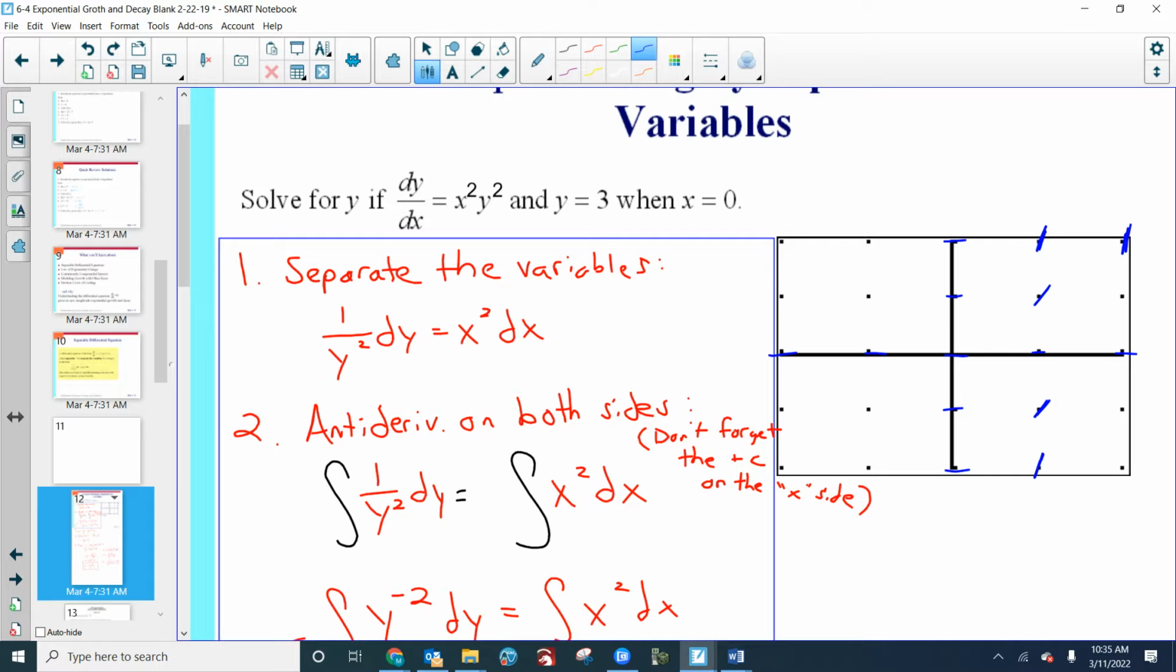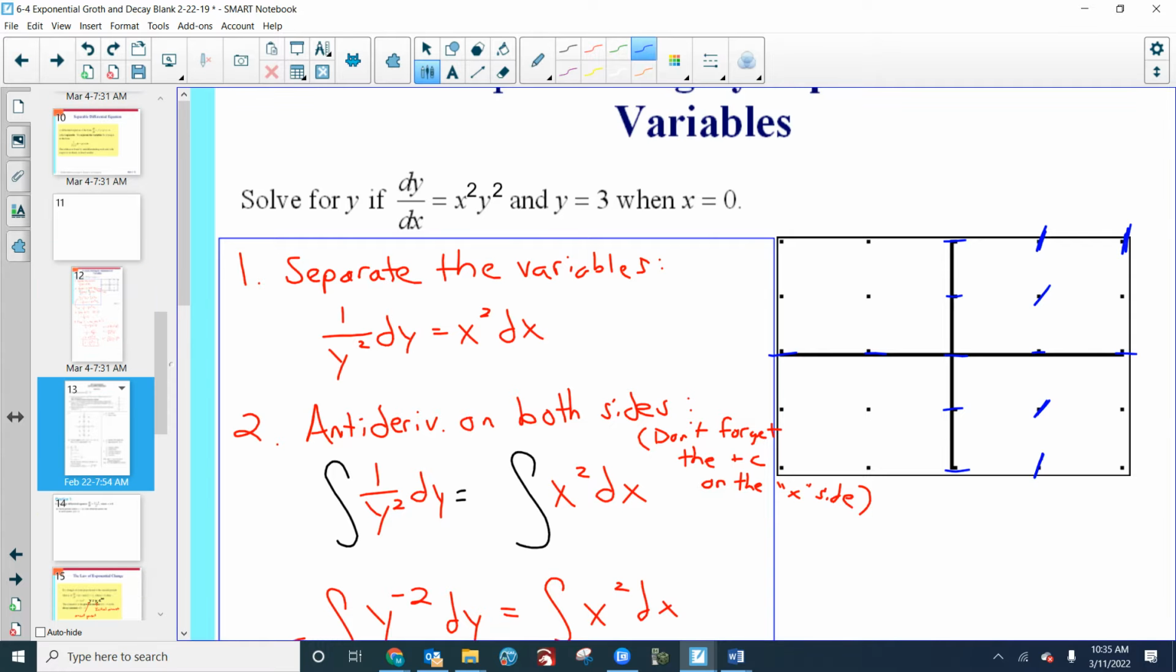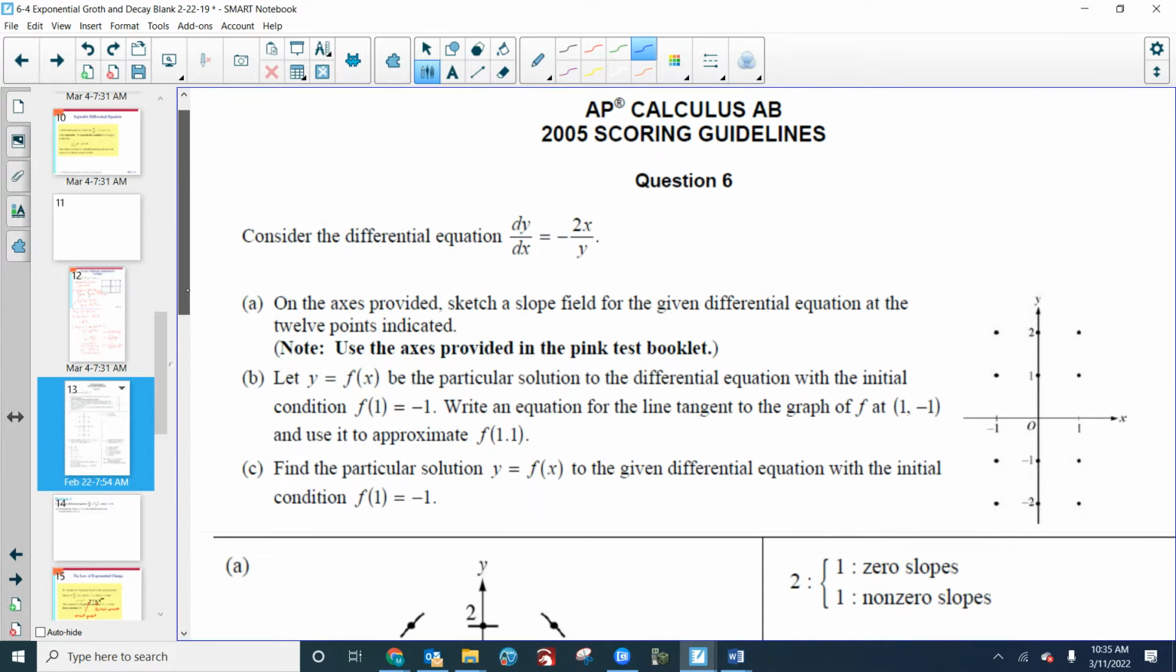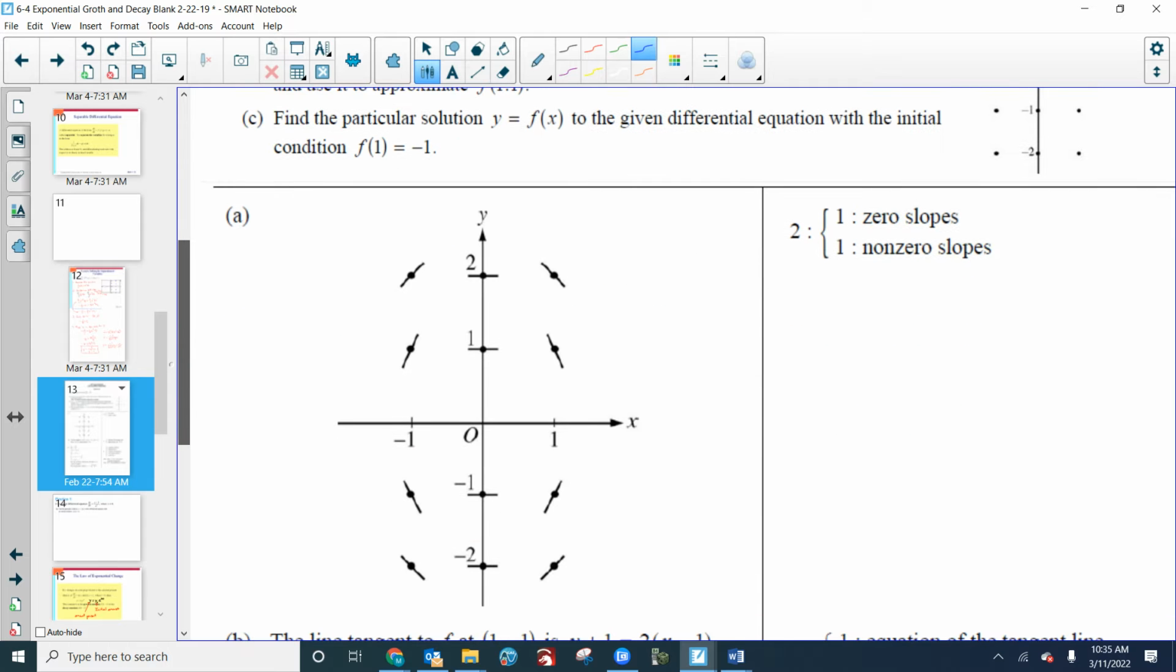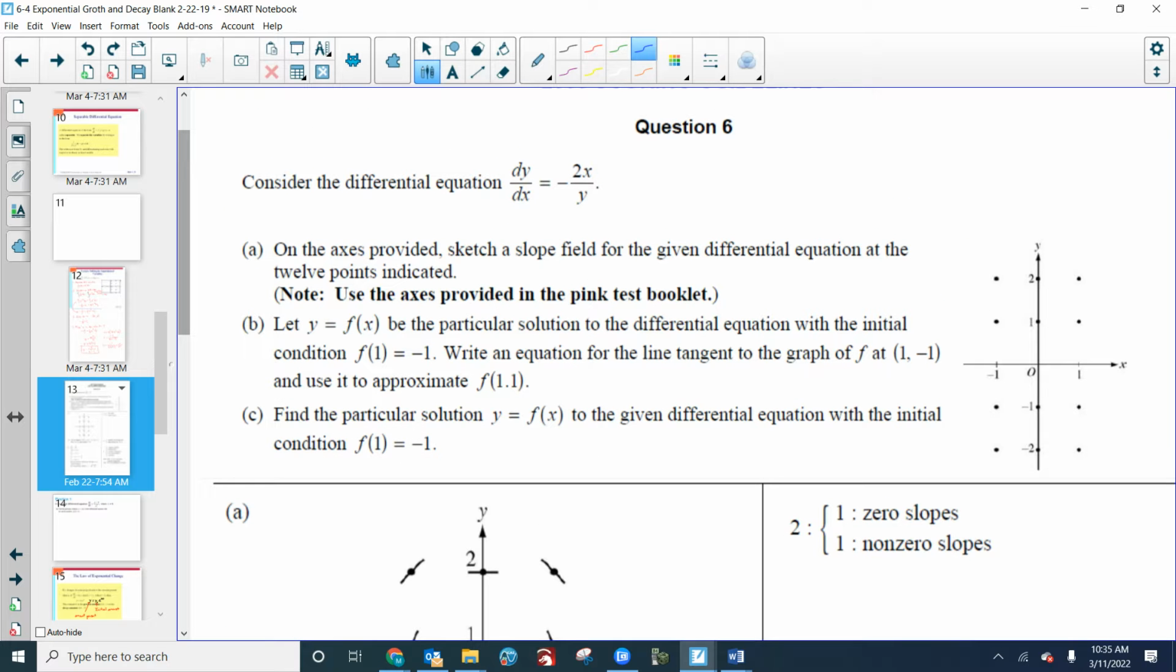Yeah. All right. Again, like I told you before, here's a scoring rubric on this released 2005 free response question. 1 point for 0 slopes and 1 point for non-zero slopes. Awesome. So here's the layout. On the axes provided, sketch a slope field for the differential equation. Then they ask about a tangent line. Find the particular solution to the given differential equation with initial condition. Remember how I told you you're going to see these words. You're going to see them word for word.